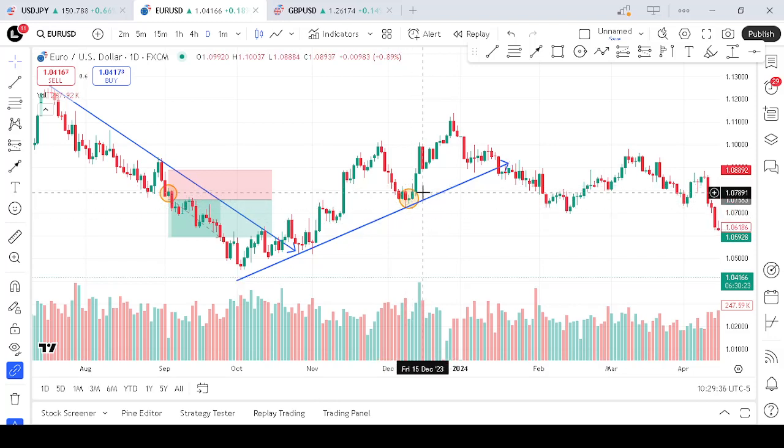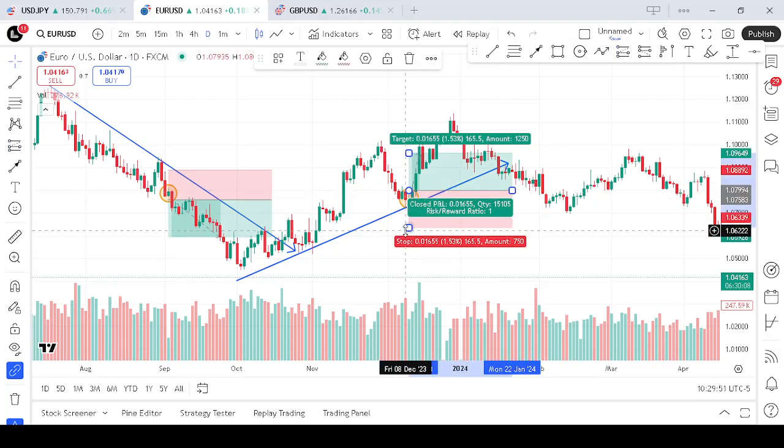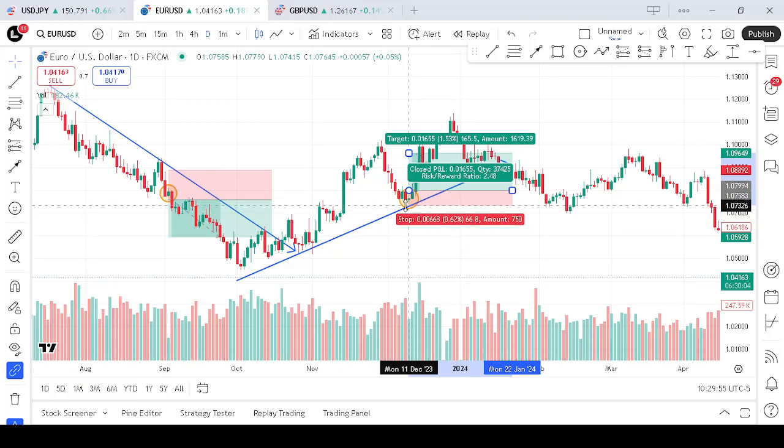At this area, it closed above its opening price. Look at the opening price here, see the candle that closed above. We place our entry at that area, and we put our stop loss below the pattern low for protection.